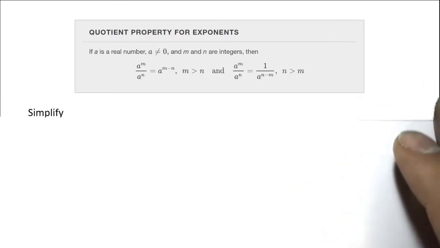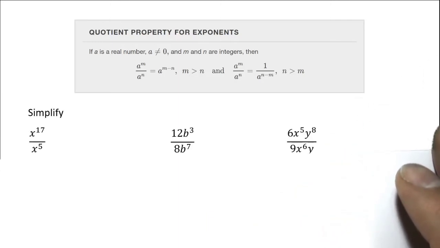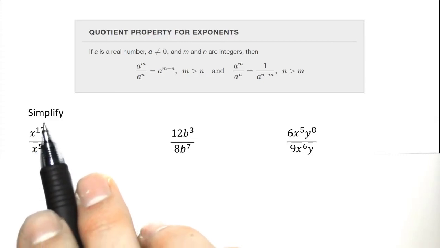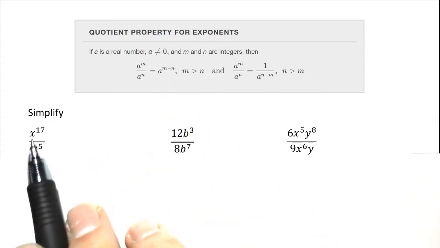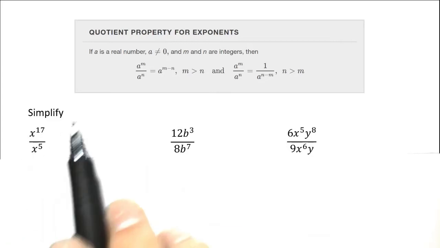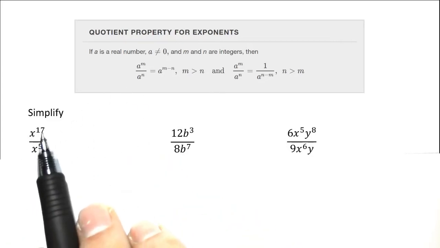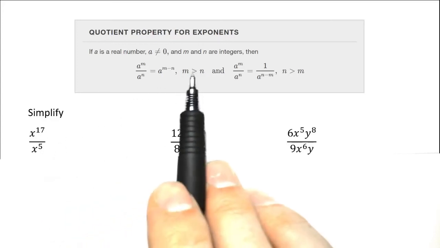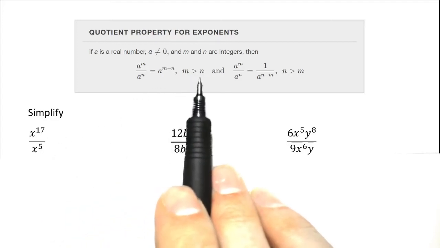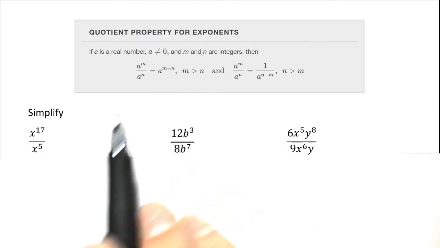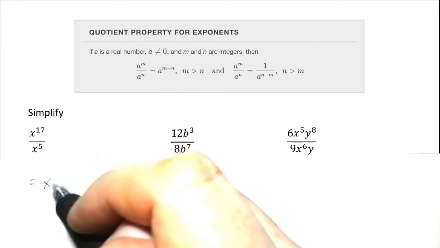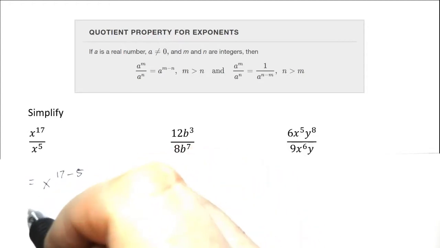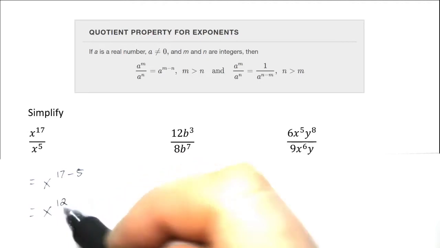All right, so let's look at some examples. If we look at this first one, x to the 17 over x to the 5. First of all, the bases are the same, so let's make sure that's true. Yes, they're both x. And the numerator exponent is bigger than the denominator exponent, so we are in the case where m is greater than n. And so this simplifies to x to the 17 minus 5, which we can simplify further as just x to the 12.